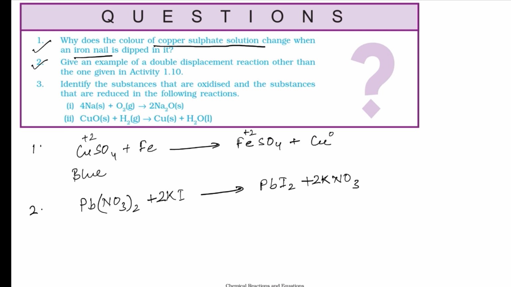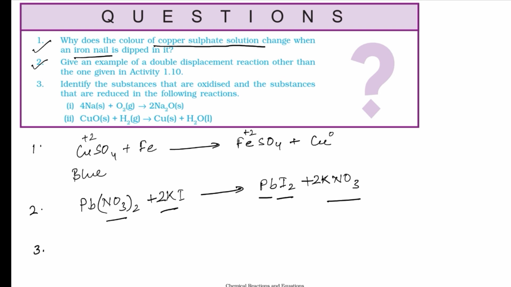So this is an example of double displacement reaction where in the reactants lead is present with nitrate and potassium is with iodide ion. After the reaction, lead combines with iodide ion to form lead iodide and potassium combines with nitrate ion to form potassium nitrate. So this is another double displacement reaction.